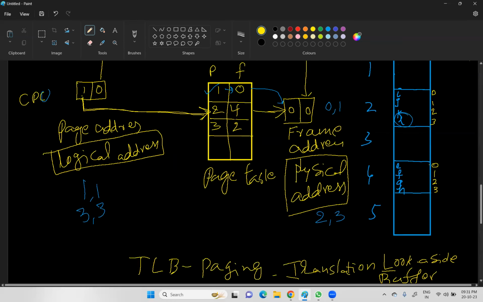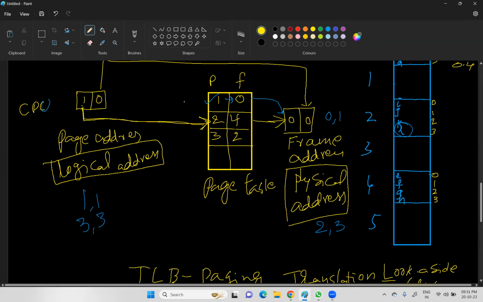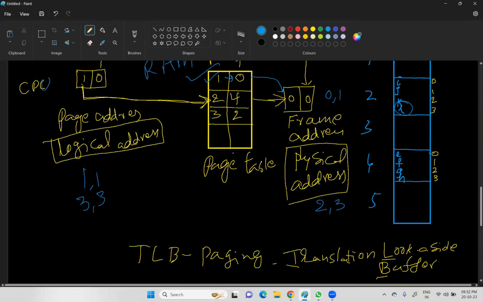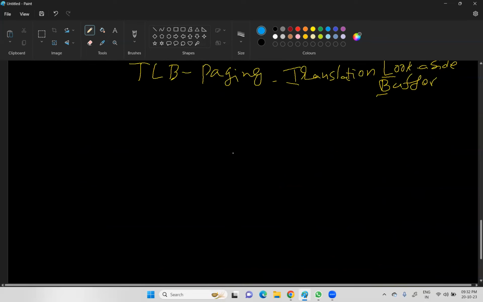Instead of saving this page table in random access memory, the page table can be saved into cache memory, because cache memory is very fast when compared to random access memory. So to avoid the time consumption, it has been introduced. That is the only reason why TLB was there.